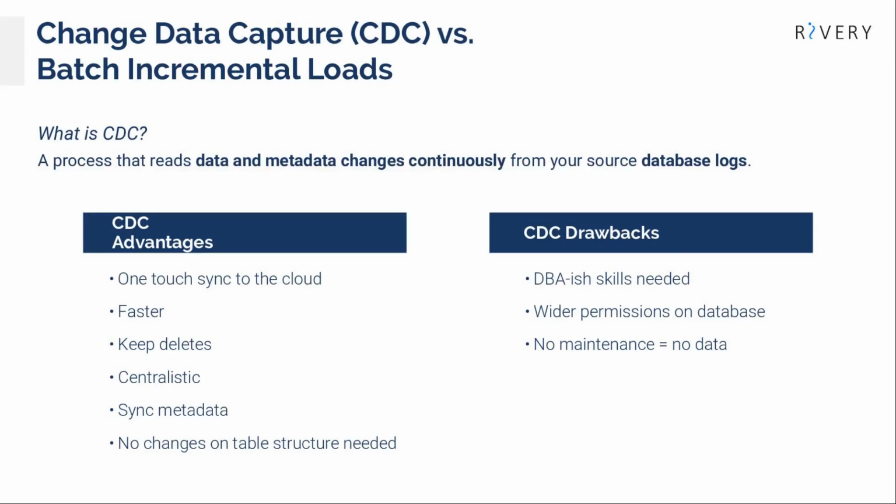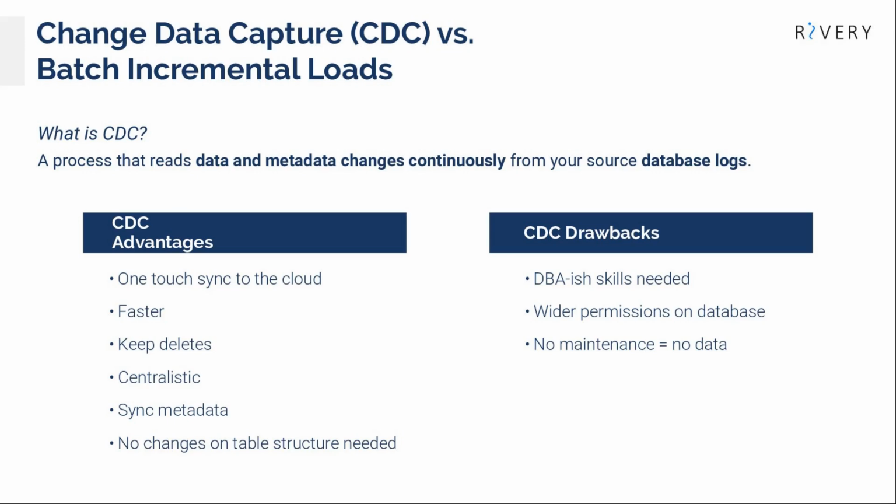Specifically for this as-is migration phase, you'll want to think about how you perform the replication itself. Typically there are 2 different approaches for performing a database replication. One is change data capture, or CDC, and the other is loading incrementally in batches at a certain frequency. To quickly define CDC, for those who may not be familiar, it is a process that reads data and metadata changes from the source database's logs.